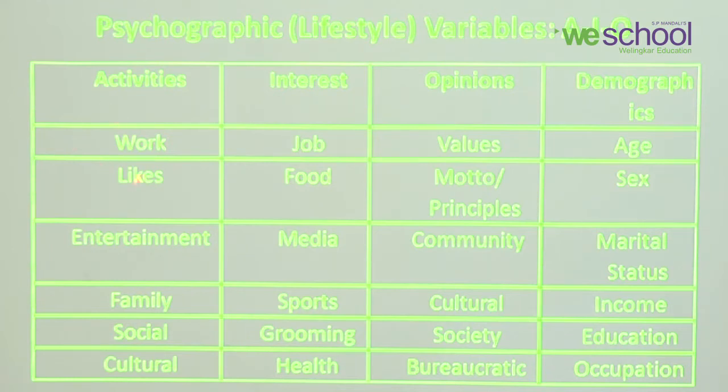Activities like work, likes, entertainment, family, social, cultural, etc. Interests like job, food, media, sports, grooming, health. So what are your interests? And what are your opinions? Opinions in terms of values, mottos, the community in which you live, cultural and societal influences, bureaucracy within, etc. So these are all your opinions. To that, if you add demographics, it makes it very powerful. That is age, sex, marital status, income, education, occupation.